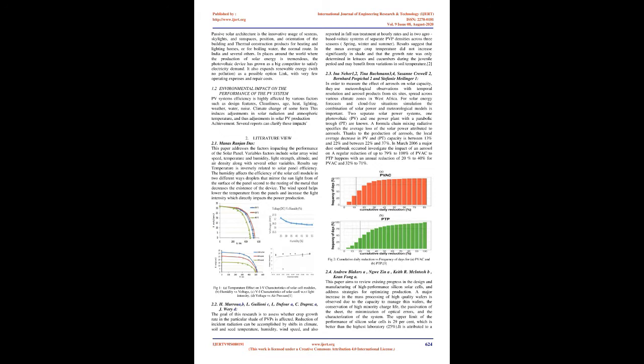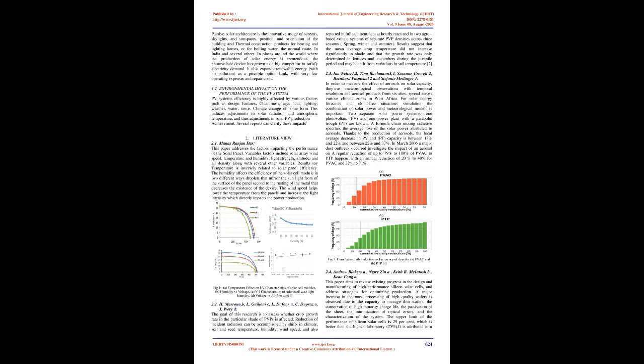In order to measure the effect of aerosols on solar capacity, they use meteorological observations with temporal resolution and aerosol products from 6 sites, spread across various climate zones in West Africa. For solar energy forecasts and cloud-free situation simulation, the combination of solar power and meteorological models is important. 2 separate solar power systems, one photovoltaic, PV, and one power plant with a parabolic trough, PT, are known. A formula chain mixing radiative specifies the average loss of the solar power attributed to aerosols.